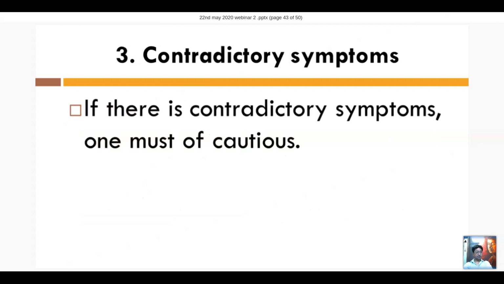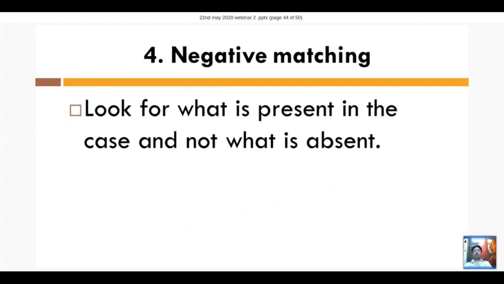Third, contradictory symptoms. If you are going to give Pulsatilla and the patient has unquenchable thirst, then you have to think once, because now you have totally contradictory symptoms in that patient. But if the patient has normal thirst or is slightly thirsty, you can go for Pulsatilla, right? So it is very important that there should not be any contradictory symptom.